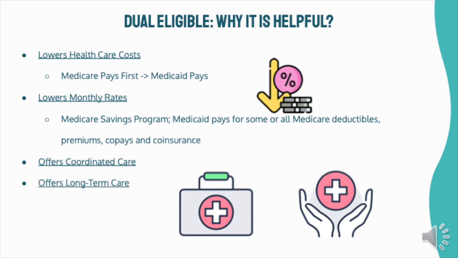Being dual eligible is helpful as it lowers healthcare costs. Services covered by both programs are first paid by Medicare, then Medicaid will fill in the difference up to the state's payment limit. It also lowers monthly rates as Medicare enrollees who have limited income and resources may get help paying for their premiums and out-of-pocket medical expenses from Medicaid. Being dual eligible also offers coordinated care and long-term care.